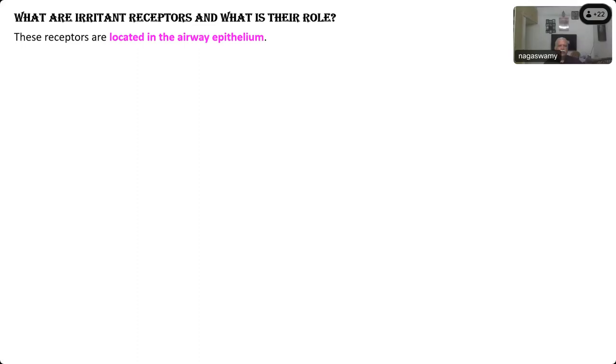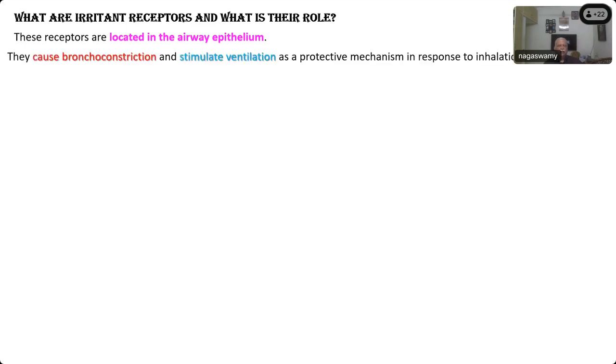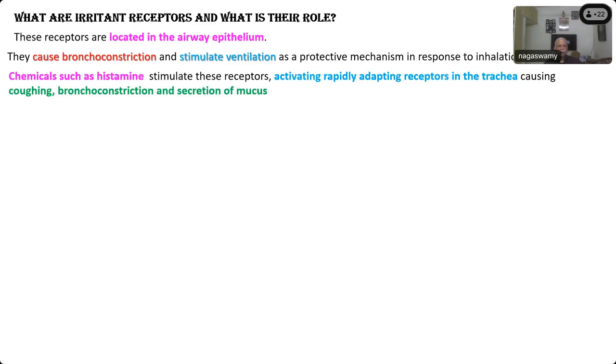So these are located in the airway epithelium. Where are these receptors located? They are mainly located in the airway epithelium. That is the passage through which the air has to travel and ultimately reach the alveoli. And they cause bronchoconstriction and stimulate ventilation as a protective mechanism in response to inhalation of any noxious agents, whether it may be a gas or a particle, whatever it is. And chemicals such as histamine stimulate these receptors, activating rapidly adapting receptors in the trachea, causing coughing, bronchoconstriction, and secretion of mucus. Okay. So whatever you have answered is more or less correct.